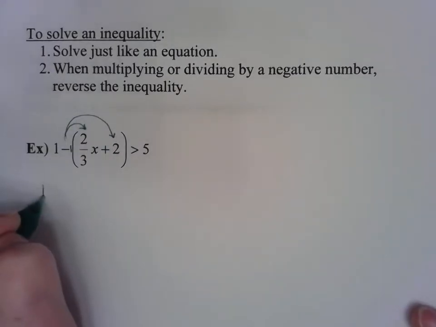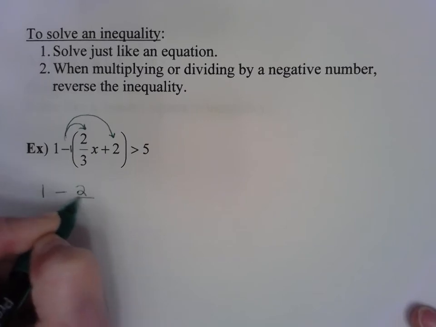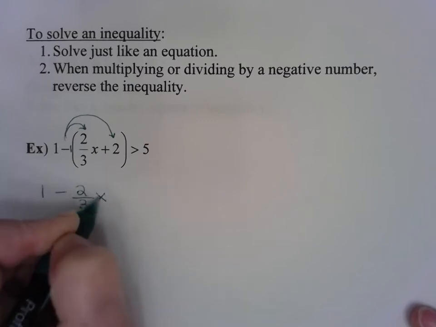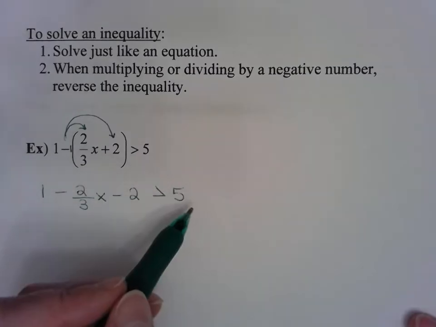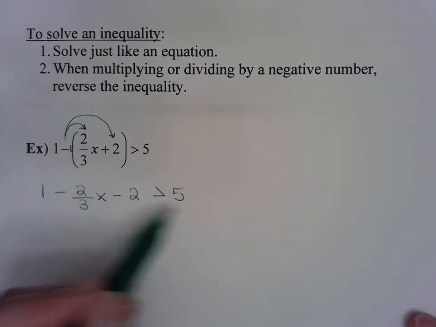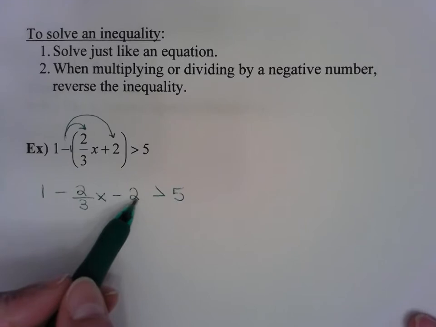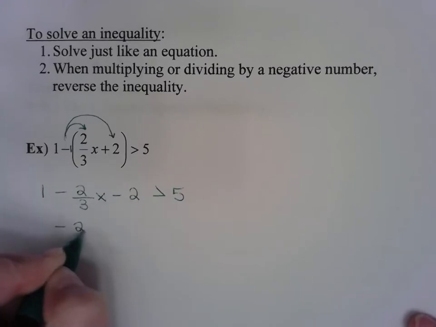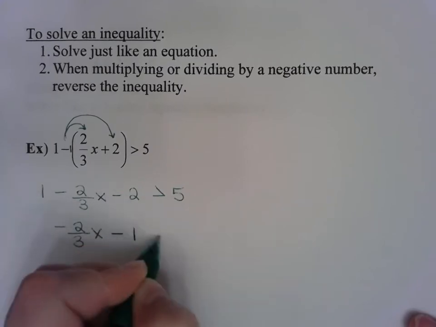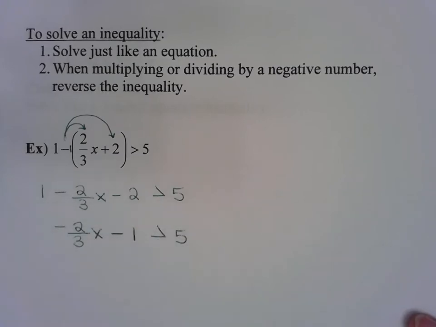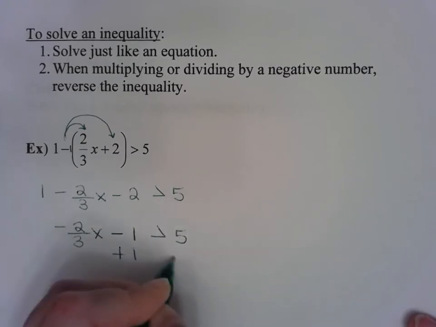So we're going to have 1 minus 2/3 x minus 2 is greater than 5. We want to move all these numbers over to the other side. Maybe we could combine them first. Let's do that. So negative 2/3 x, this is a positive 1 and a -2. So if I add them, it's going to add to be -1. And then let's move that over.